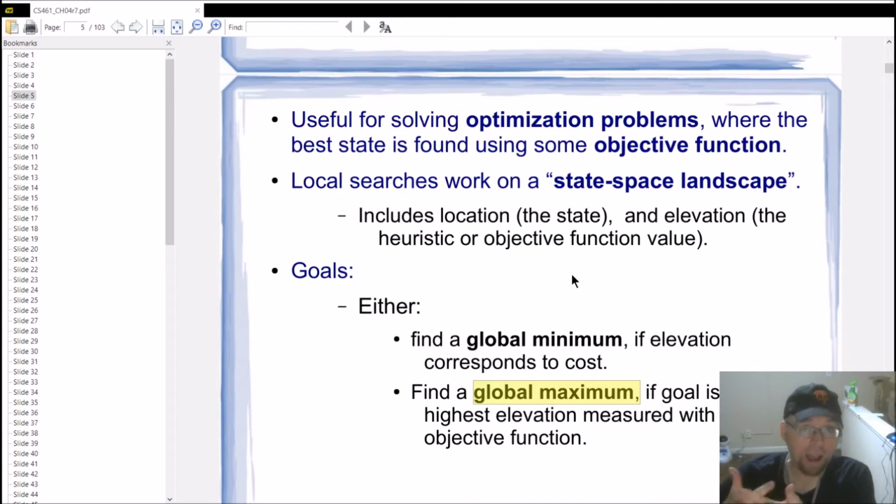Or, depending on how you frame the problem you're trying to solve, a global minimum. What that just means is you're able, with your algorithm, to identify that state that has the lowest score. And which one you go with is going to be based off of how you configure that objective function.